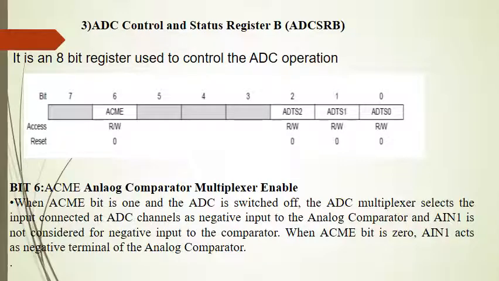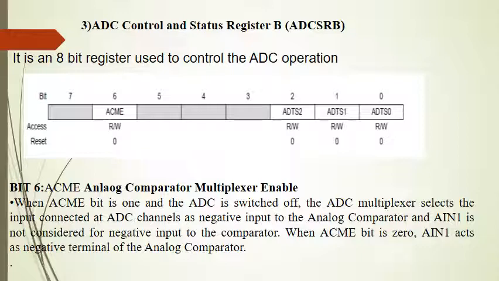Now we'll come back to how this is related to the analog comparator multiplexer enable. When this bit is 1 as well as the ADC is switched off, that means the ADC is disabled, then the ADC multiplexer selects the input which is connected to the ADC channel. That means whatever analog input has been given, it selects this input as the negative input to the analog comparator, and even if you give a voltage separately to the AIN1 pin, it will not be considered by the comparator. So this is the first condition.